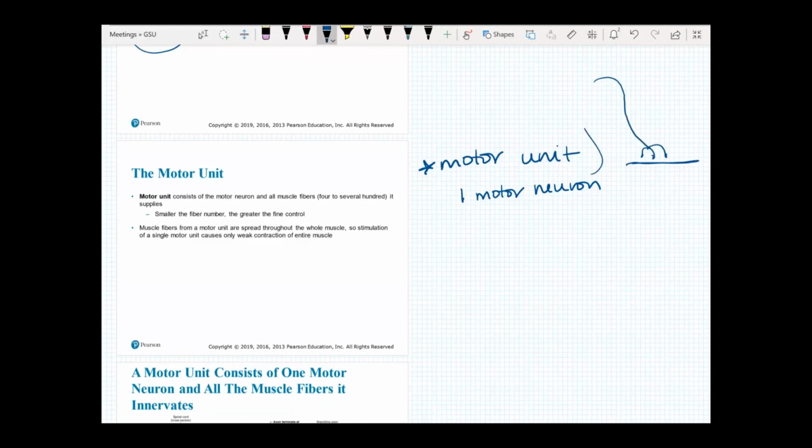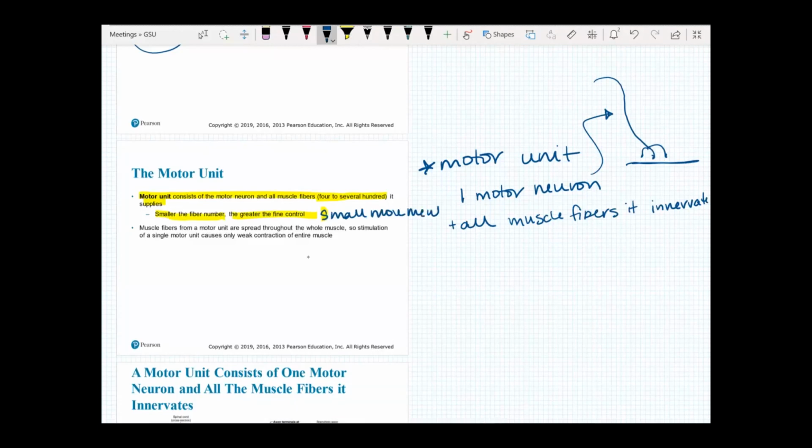So there'll be one motor neuron, which is this, and it will be all the muscle fibers that it will connect with. And that term is called innervate. So it could connect to multiple muscle fibers, from 4 to 700, but it's going to be the one motor neuron to all of the muscle fibers. The smaller the number it attaches to, the greater the fine control, the greater you're able to make really, really small movements. So this will be small movements.